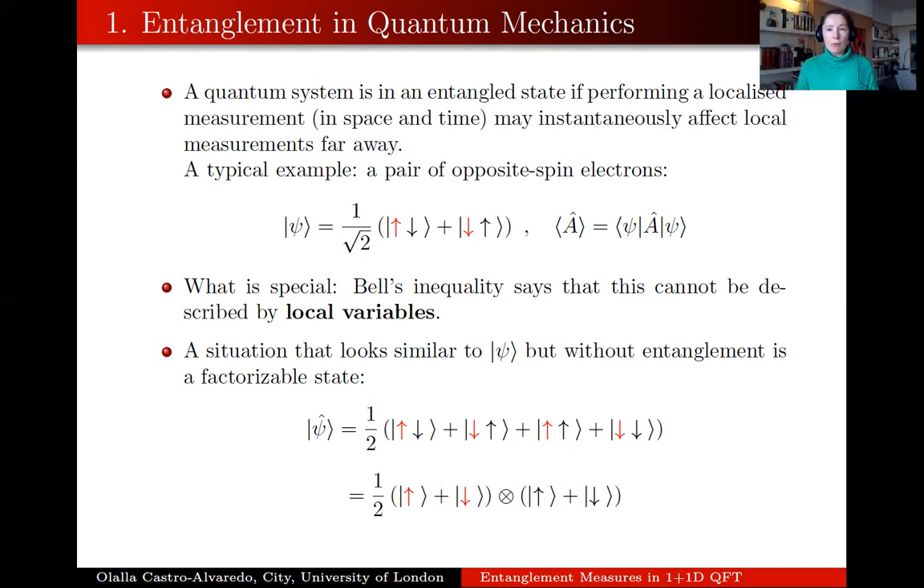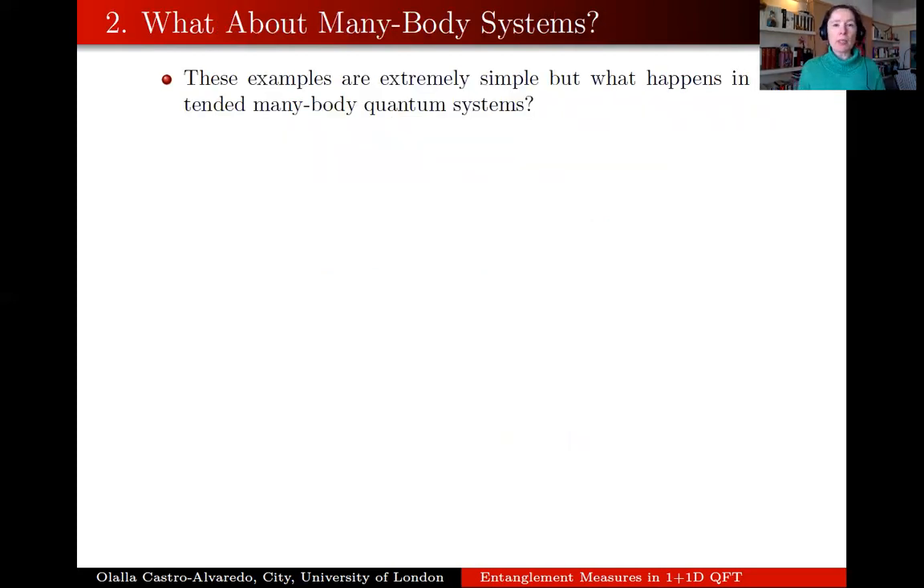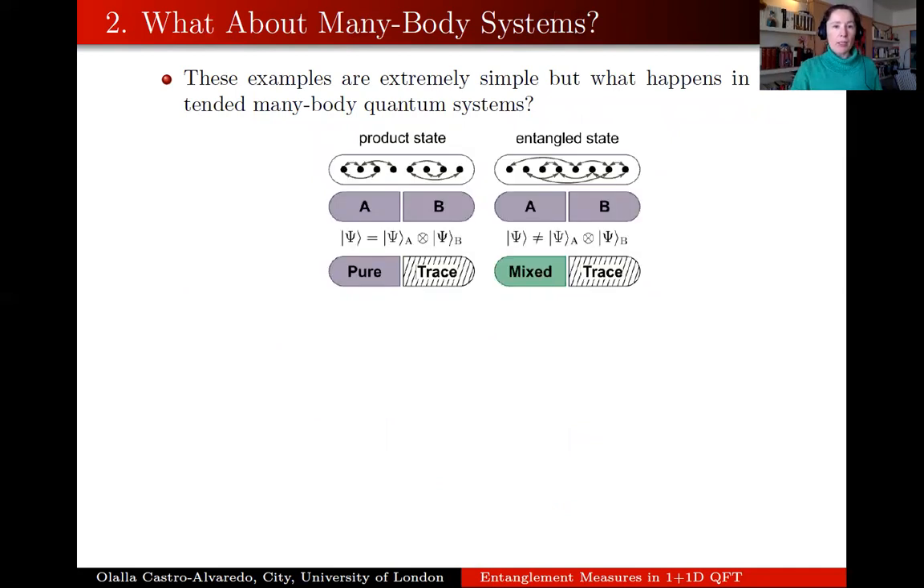Now, this is all very simple when you just have 2 spins. You can compute everything very explicitly. But the question that comes to mind is what happens in many-body quantum systems? What happens if you have very many spins? And what happens actually is something very similar to what I just described.